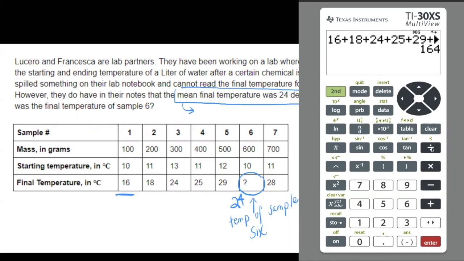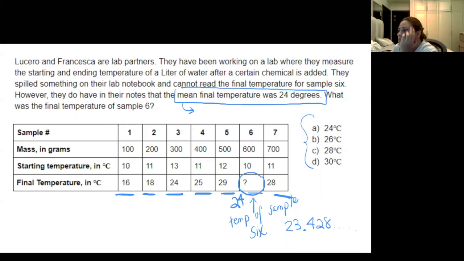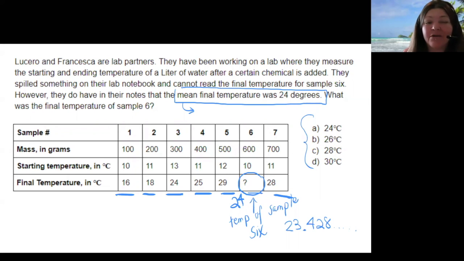7. 1, 2, 3, 4, 5, 6, 7. Brilliant. 7 items in the data set. And that gives me something close to 24, but it gave me 23.428, and so on. Because this is not an exact answer, I would have to keep going to see if anything else gets me closer. Okay, shall we try the next one?